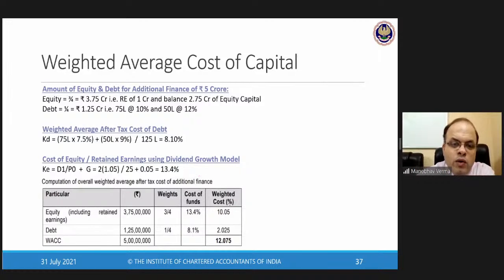We're talking about the weights we discussed already, the weighted average cost for the additional finance. So we had 3 by 14, 1 by 4. We multiply with the respective cost of funds, and that gives us an overall weighted average cost of 12.075.